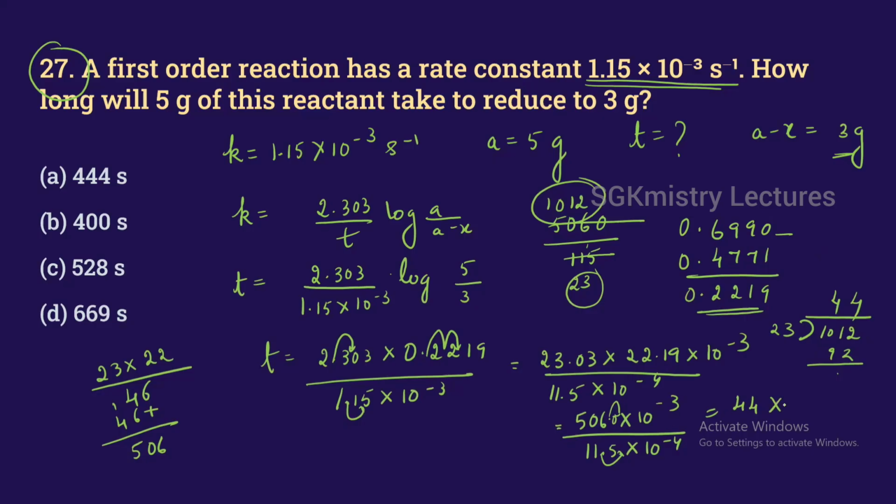Into, now 10 to the power of minus 3 is there. This 10 to the power of minus 4, when you bring it up, becomes 4. So 44 into 10 to the power of 1. So almost 44 into 10. So 444. There's something like this. Because 44 is there, so it cannot be 400. So of course, the correct answer should be option A, 444.